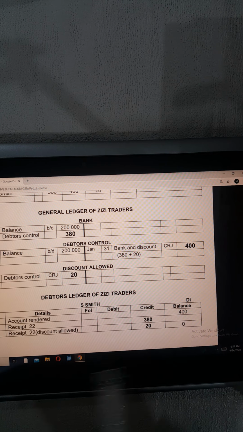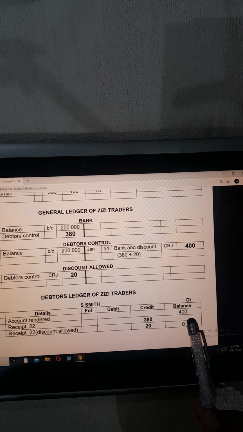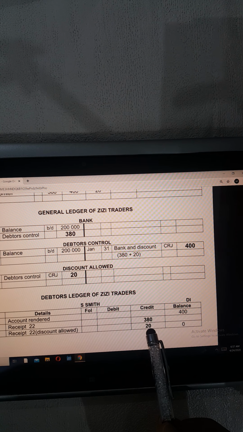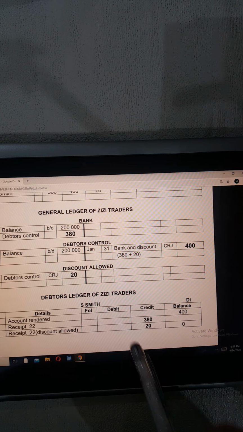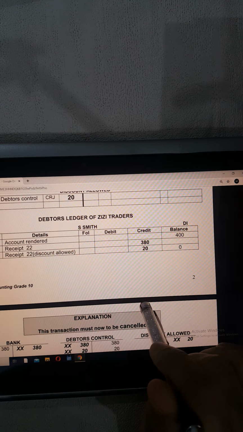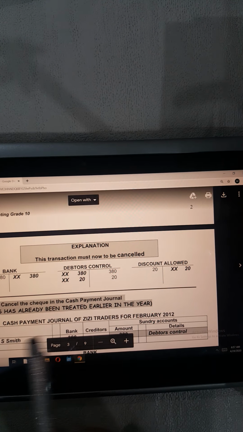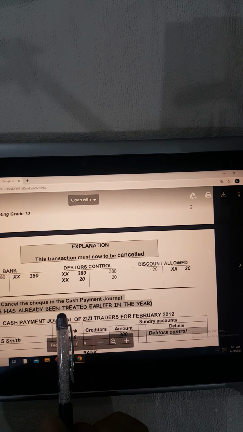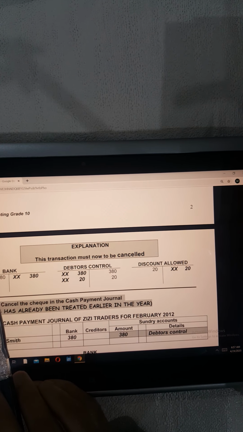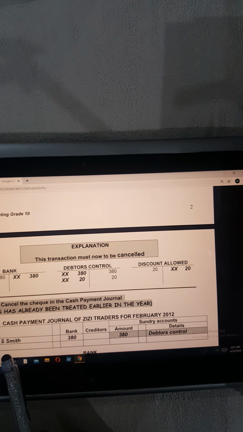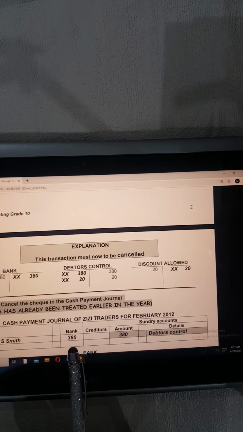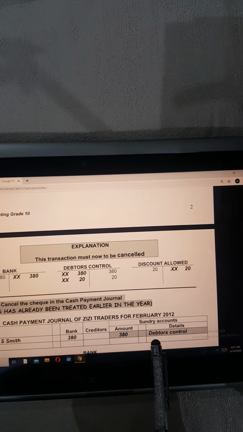Then your debtor's ledger, he owed us 400 Rand. Then we received from him 380, and we put through a discount of 20 Rand. So then that's why now his account got written off. So let's see now what happens when the transaction gets cancelled. Okay, so when the transaction gets cancelled, the step one is cancel the check in the cash payments journal. So we have a receipt there, remember, in our CRJ. Now we're going to our CPJ, and we put S Smith 380 in the bank column, and sundry account 380 in debtors control. Okay, right?